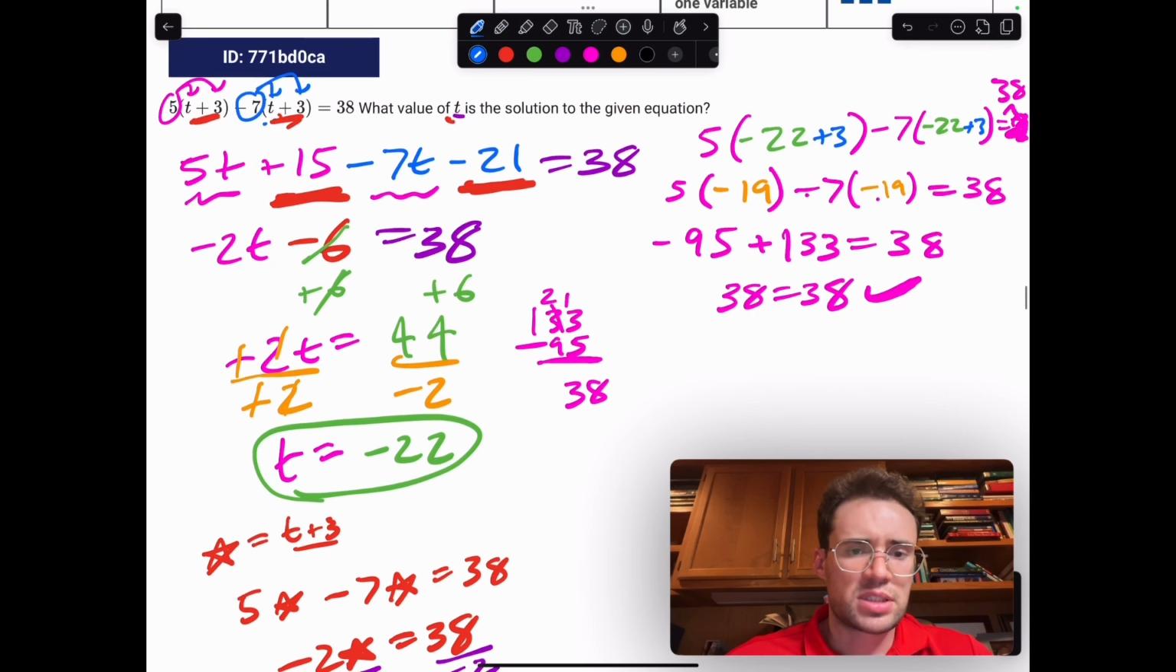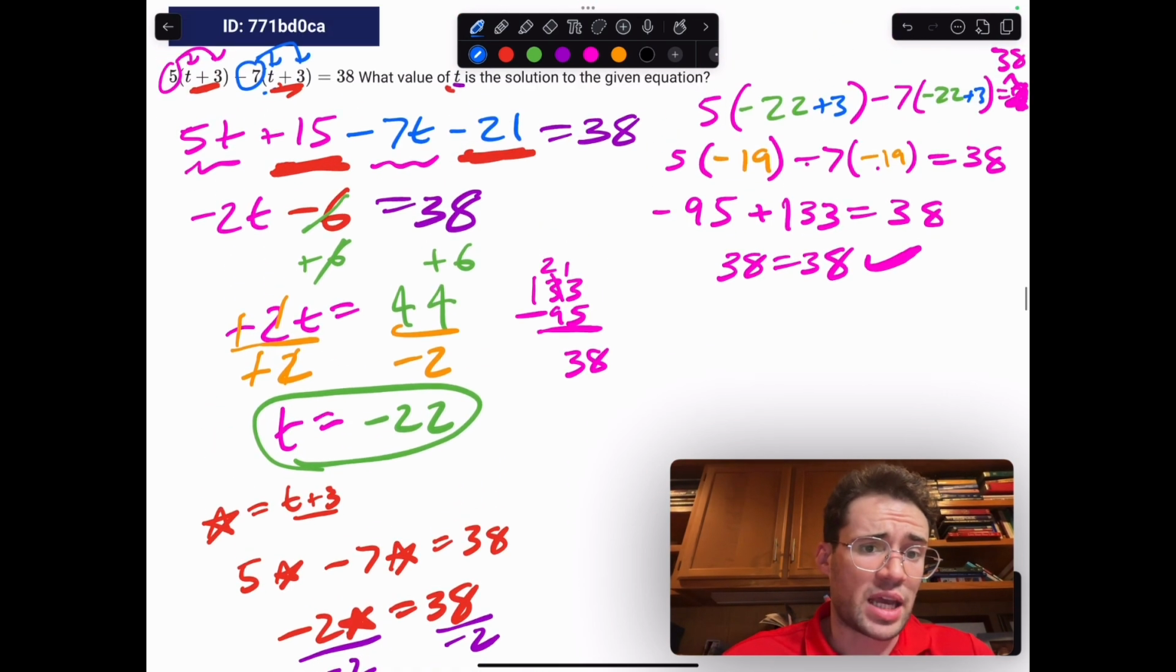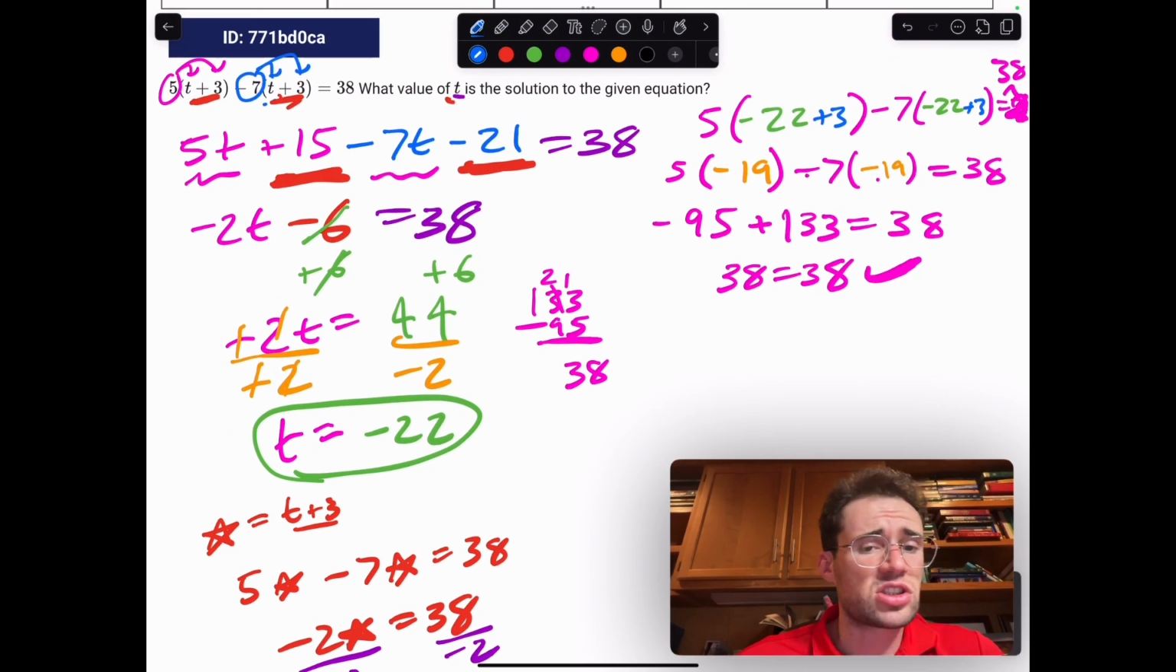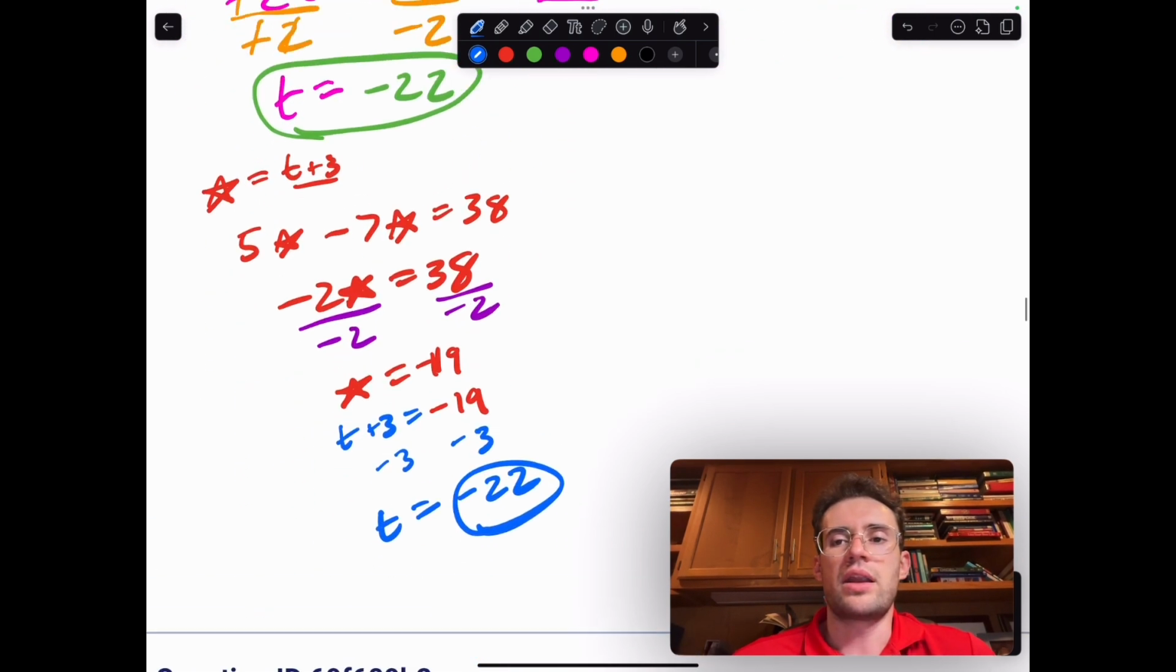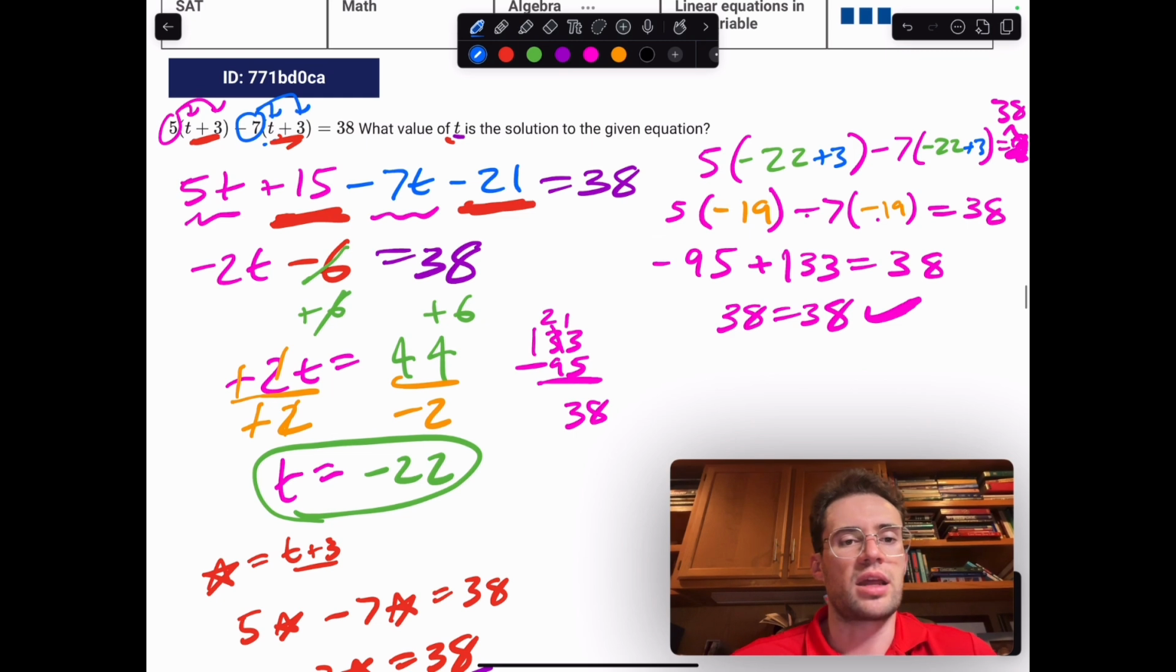You can see that was, I think, technically more steps than the first way. I think it was a little bit faster because you have a little bit less actual math to do. But it's another way to do it. And then you would check it the same way, just plugging that negative 22 back in for t.